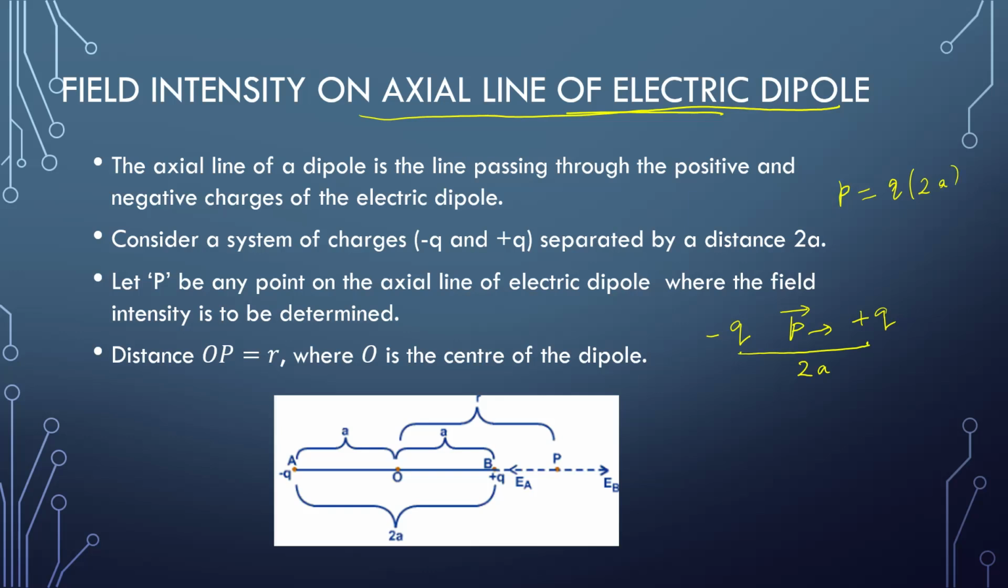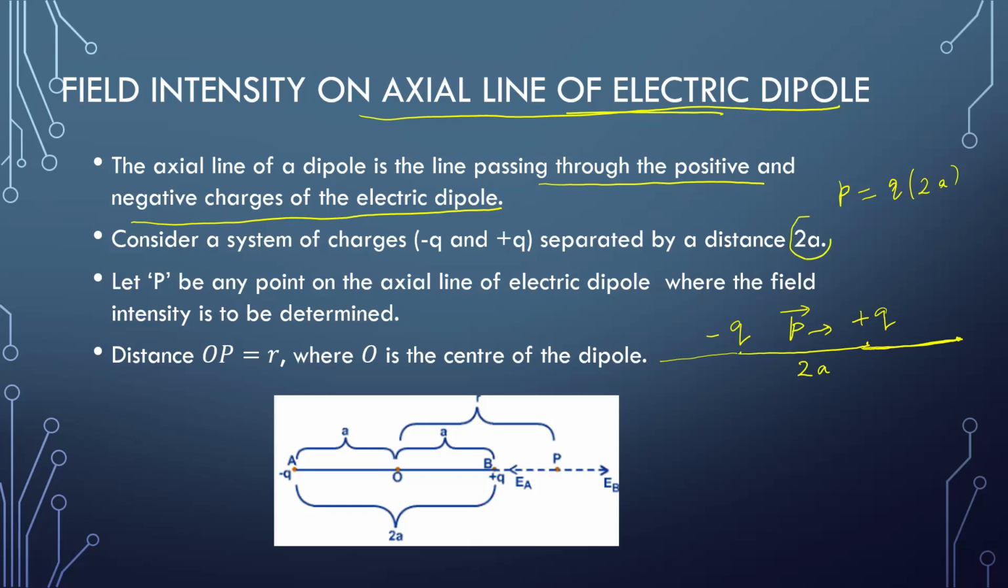What is axial line of the dipole? Axial line of the dipole is the line joining the minus q and plus q charge along the axis of it, right? This is said to be the axial line of the dipole, extended on both the sides. As well as on this side, this is axial line of the dipole, extended on the right side of plus q, this is also axial line of the dipole. So the axial line of the dipole is the line passing through the positive and negative charges of the electric dipole.